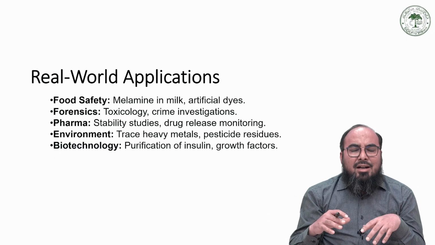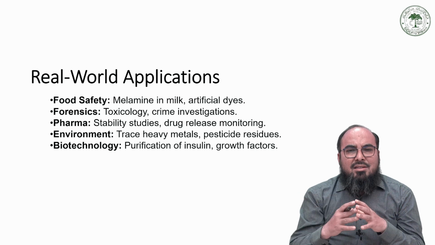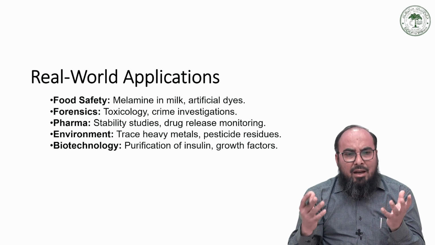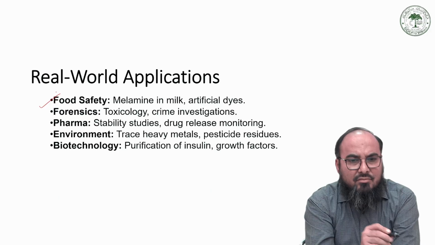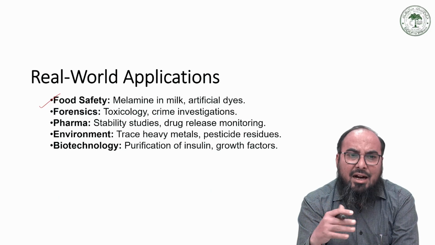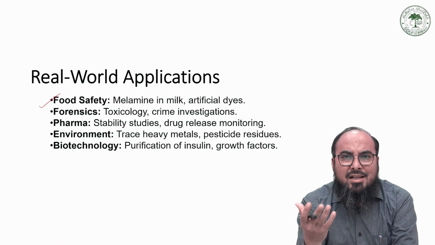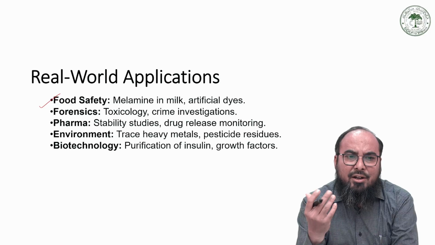Now there are certain real world examples where chromatography comes to our help. In food safety, for example, for checking the melamine content, for checking the artificial dyes in food products, HPLC is the answer to detect all these.